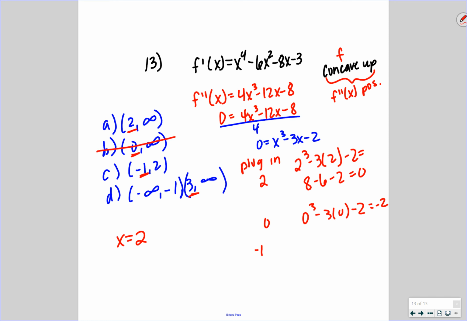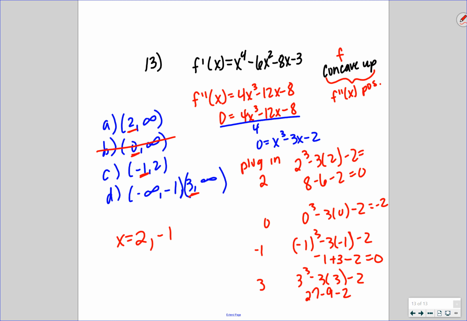Plug in negative 1. Negative 1 cubed minus 3 times negative 1 minus 2. This gives me negative 1 plus 3 minus 2. There's 0. Another point of inflection. And the last one, plug in 3. 3 cubed minus 3 times 3 minus 2. This is 27 minus 9 minus 2. Not 0. Automatically makes that not an answer.